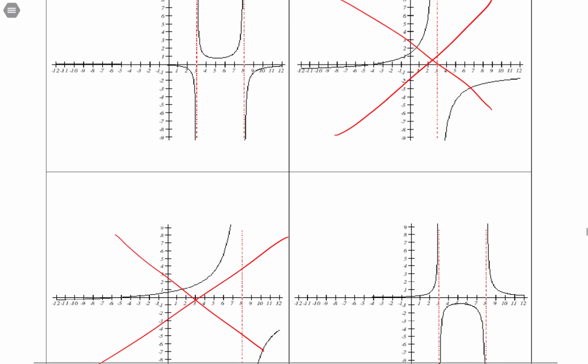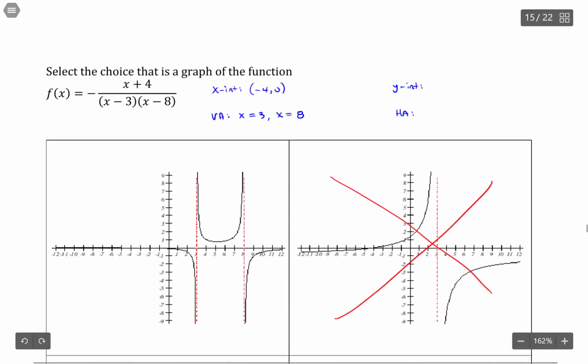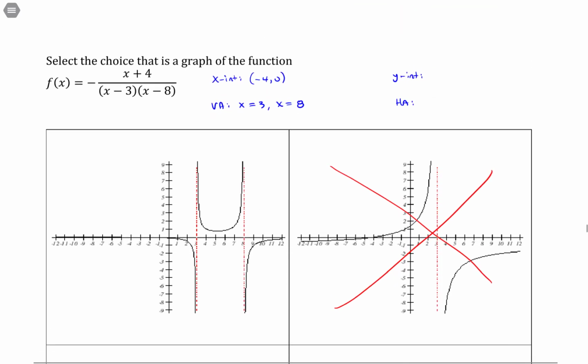Let's see if there are other things that can rule this out. It does appear that the horizontal asymptote for each of these is at 0. So I don't think the horizontal asymptote is going to be all that helpful. The degree of the numerator is smaller than the degree of the denominator, so the horizontal asymptote would be at 0. So that doesn't help. But I think the y-intercept could help here.